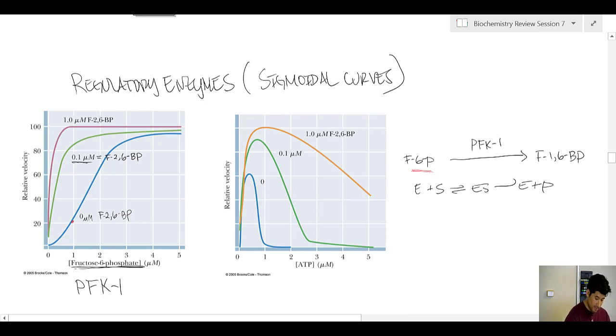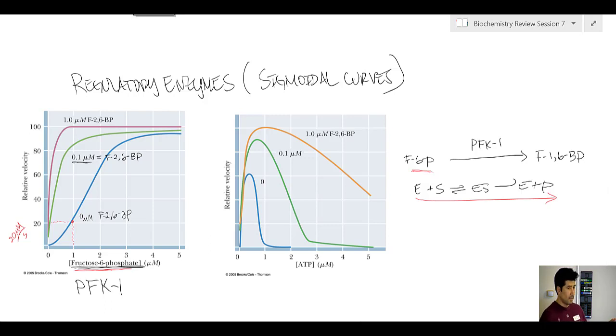Does that make sense? Are there any questions about that? Whenever we have 1 micromolar of fructose 6-phosphate, this reaction is occurring, and it's occurring at this rate, 20 micromolar per second. Are we okay with that? Are there any questions about that? Any questions at all?